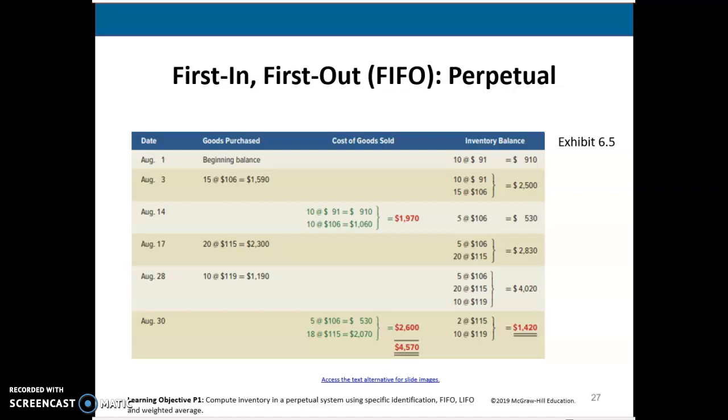All right, this is where we're going to stop for part 1, and we're going to continue in the next one doing LIFO.